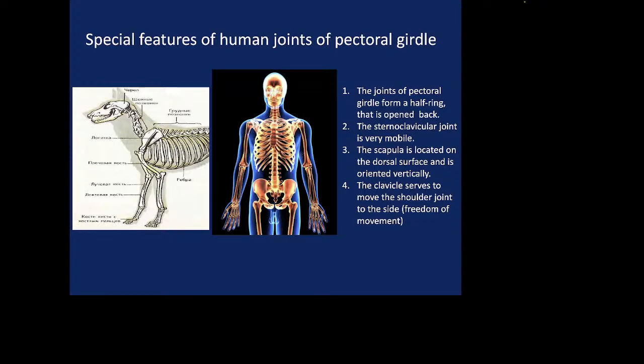In comparison with animals, the joints of the pectoral girdle form a half ring that opens back. I told you already about that. And the sternoclavicular joint, this one, connecting clavicle and sternum, is very mobile. It is necessary because it allows us to move shoulder joints very easily and gives to shoulder joints maximal range of movement.